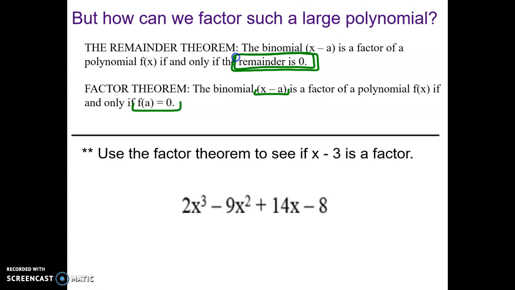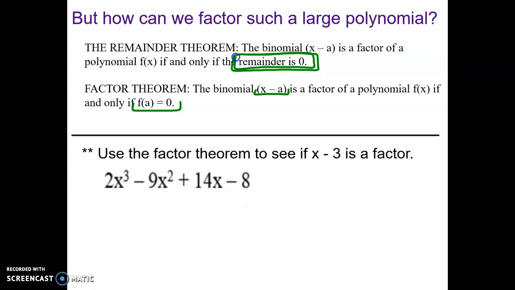So let's look at what the factor theorem says in terms of this example. To use the factor theorem and see if x minus 3 is a factor, I would plug in the 0. So what would make x minus 3 equal to 0? Positive 3. So we're going to plug in x equals 3, and we're going to see if we get this equation to equal 0. If it does equal 0, then x minus 3 is a factor. So I'm just going to put a 3 in for all my x's.